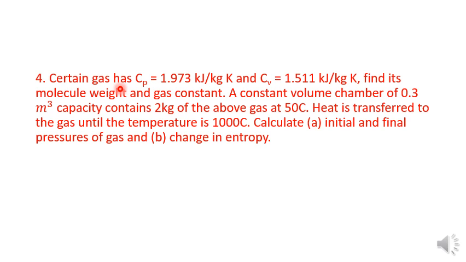A certain gas has Cp 1.973 kilojoule per kg Kelvin and Cv value 1.511 kilojoule per kg Kelvin. Find its molecular weight and gas constant. So we have to calculate the capital M value and capital R value. The gas is in a constant volume chamber, this is given.